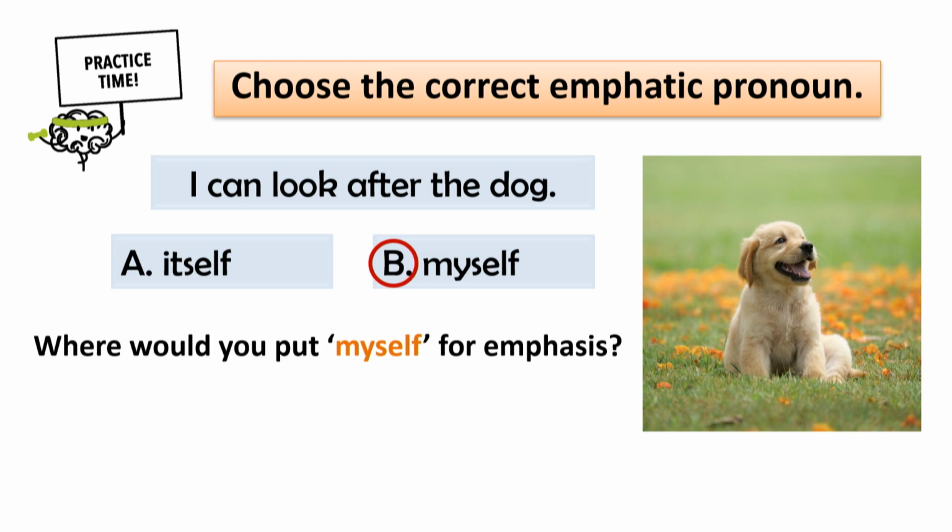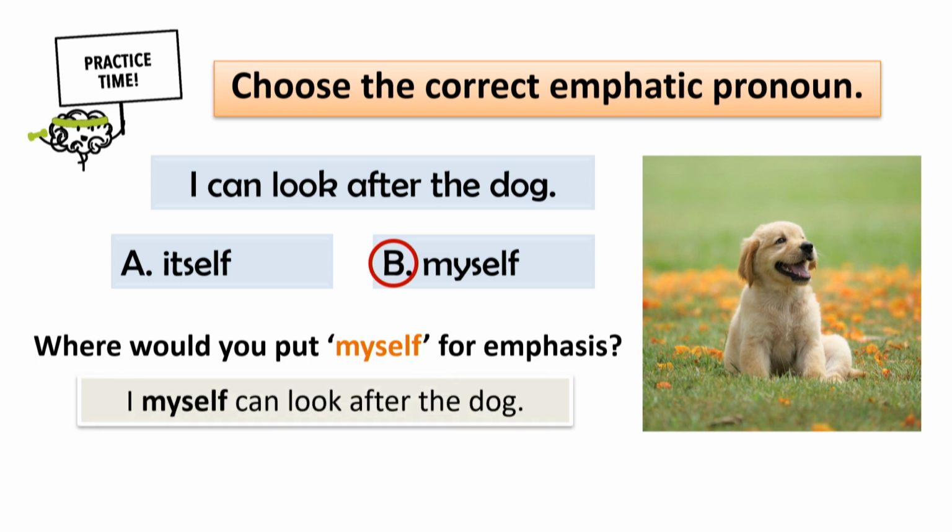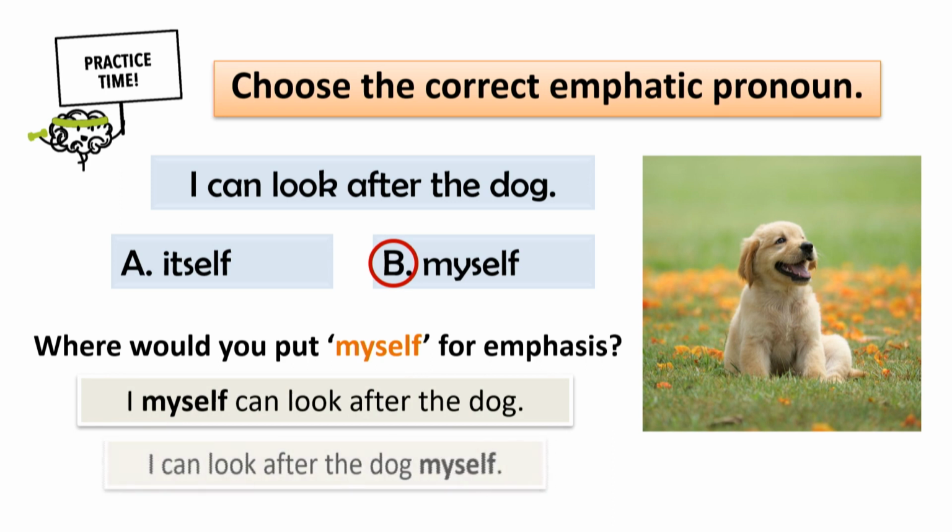Where would you put myself for emphasis? You can say, I myself can look after the dog. Or you can say, I can look after the dog myself. Both sentences mean that I do not need help to look after the dog. Let's try a second sentence.